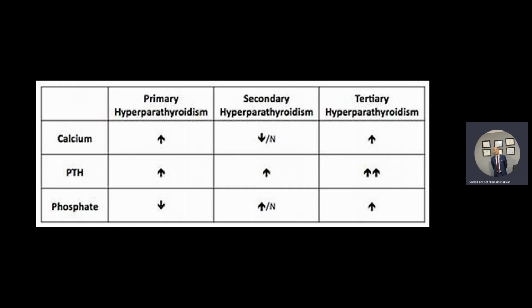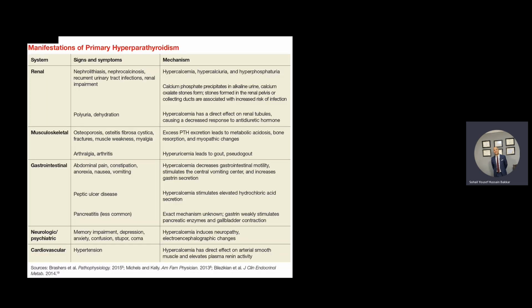This table summarizes the biochemical profile in primary hyperparathyroidism and secondary hyperparathyroidism. Notice that the most important thing is to differentiate biochemically between primary hyperparathyroidism and secondary hyperparathyroidism.